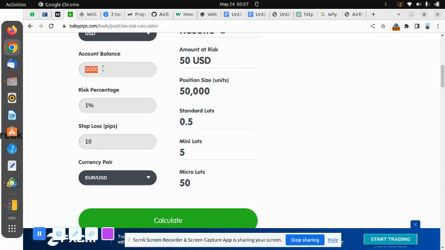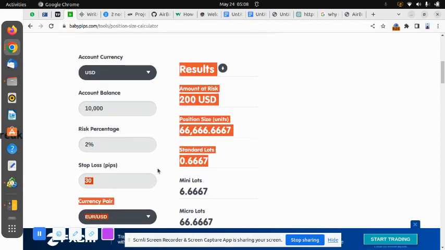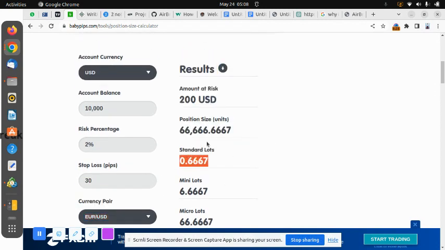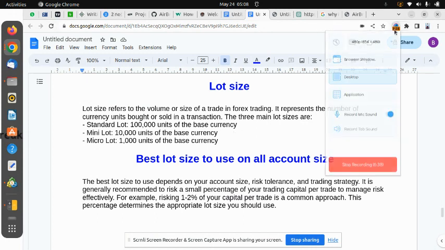So let's do the same thing on this position size calculator. We are willing to risk $200, which is 2% of our $10,000, and our risk is 30 pips. I think that's what we used previously, right? You can see it gave us the same lot size. So that's it, guys. That's the best lot size to use. You just use your calculator and calculate the lot size for your account. Thank you for watching this video.